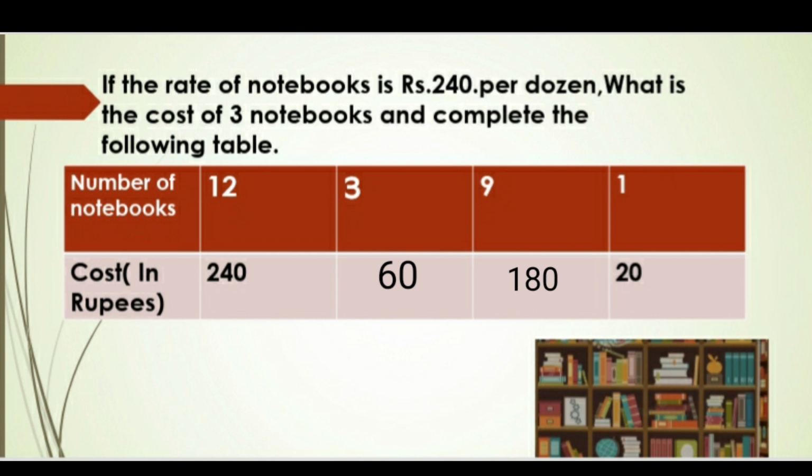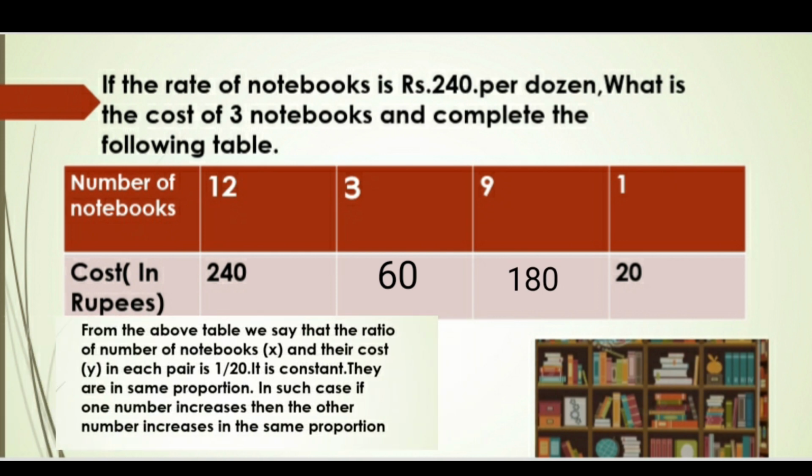From the above table, we see that the ratio of the number of notebooks x and their cost y in each pair is 1 upon 20. It is constant. The number of notebooks and their cost are in the same proportion. In such a case, if one number increases, then the other number increases in the same proportion.